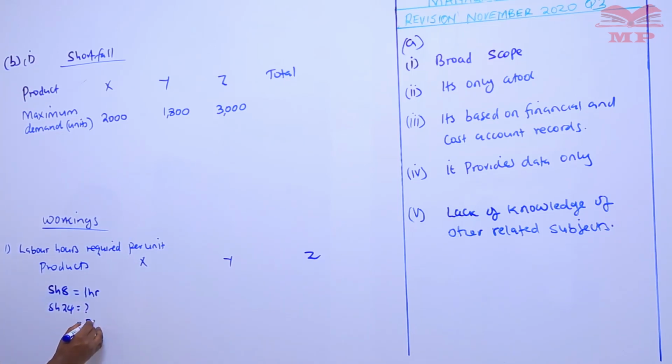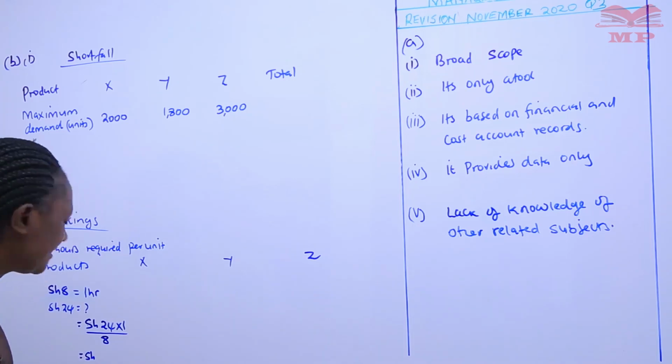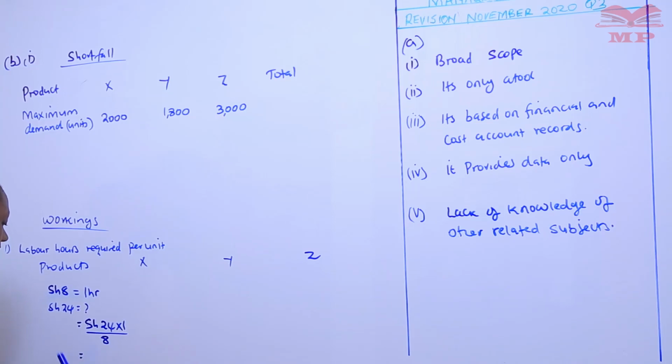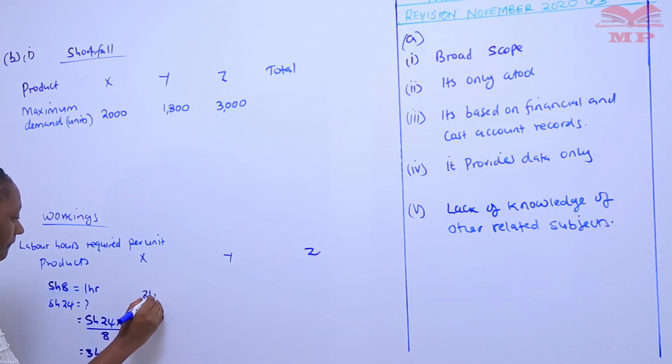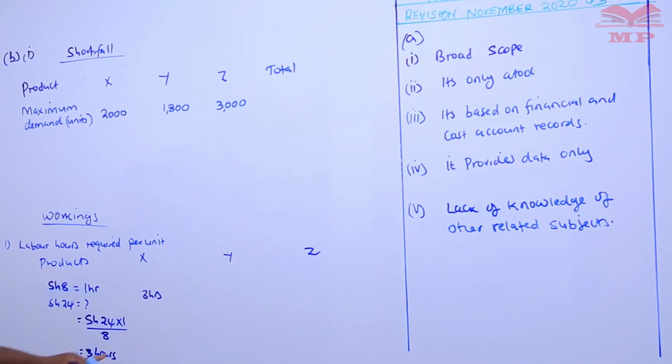So to calculate this, we are taking 24 shillings, multiplying by 1, then dividing that by 8. This will give us 3 hours per unit. So that means the labor hours required per unit for X is 3 hours. You do the same for Y.